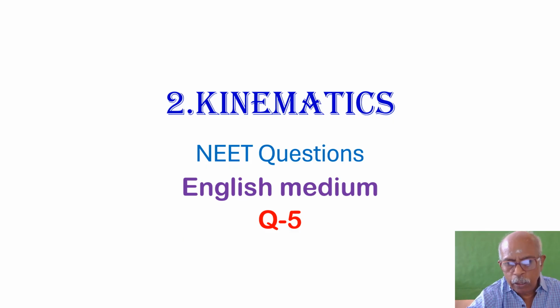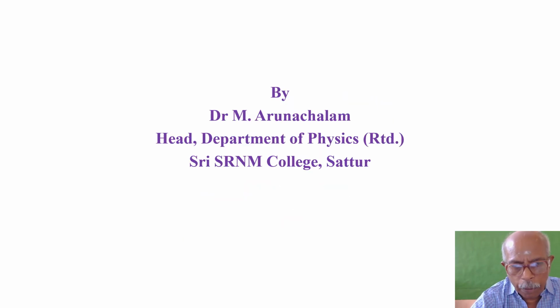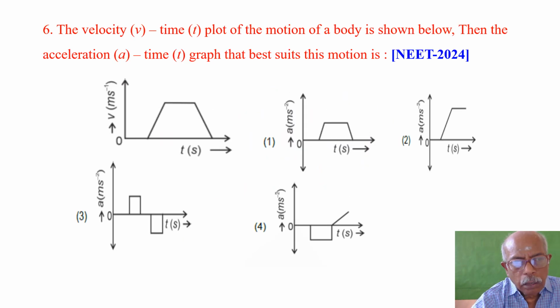In today's video, we are going to solve an MCQ in the chapter Kinematics. Let us look into the problem. The question is, the velocity v time t plot of the motion of a body is shown below. So this is the graph given in the question. Then the acceleration a time t graph, acceleration versus time graph, that best suits this motion is.